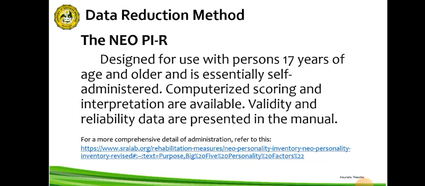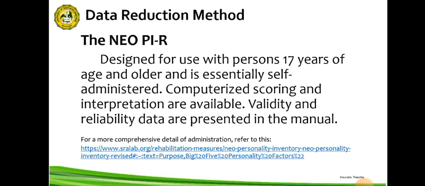To proceed, another method, the NEO Personality Inventory Revised, is designed for use with persons 17 years of age and older and is essentially self-administered. It measures the 5 factors of the 5-factor model, which are extroversion, agreeableness, conscientiousness, neuroticism, and openness. It provides a systematic assessment of emotional, experiential, interpersonal, attitudinal, and motivational styles, which are detailed personality descriptions that can be a valuable resource for a variety of professionals.